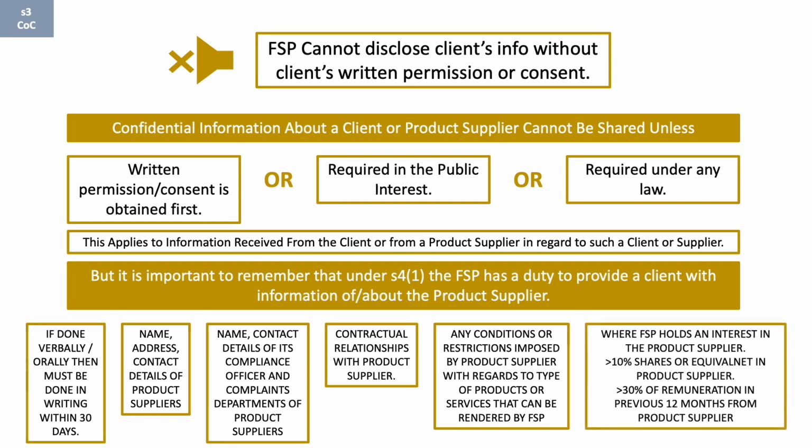Lastly, where the FSP holds an interest in the product supplier. An interest in a product supplier is considered to be more than 10% of the shares or equivalent in the product supplier, or more than 30% of the remuneration received in the previous 12 months from the product supplier.